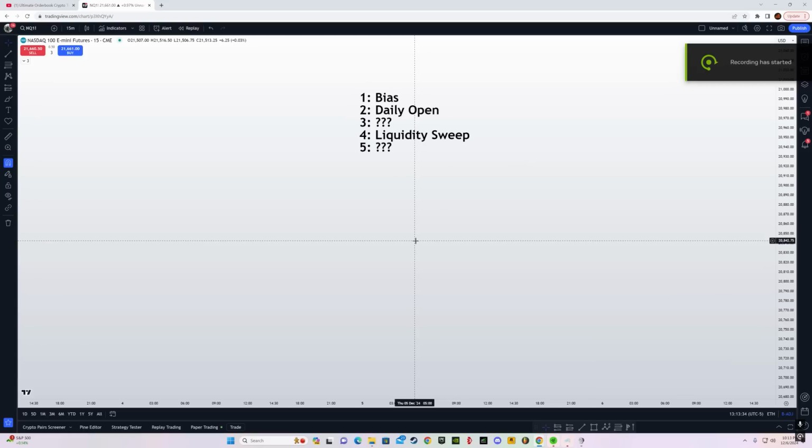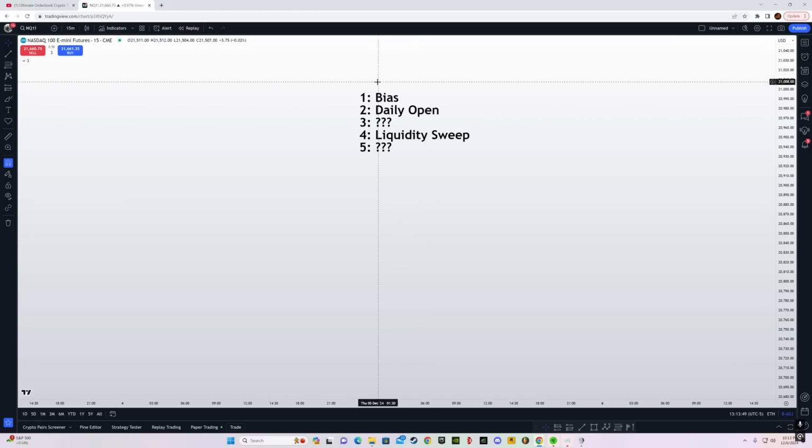Alright guys, in this video, I'm going to be teaching you the best ICT liquidity sweep trading strategy that you can use right now or in 2025 and beyond. This is the only liquidity sweep strategy you need. It is very easy and it uses 5 steps. So the number 1 step is bias. I'm going to teach you exactly how to find the correct bias so you don't get faked out. And the second step is basically using the daily candle open. The third one is a secret I'm going to tell you later on in the video. Fourth is, of course, the liquidity sweep. And fifth is secret as well.